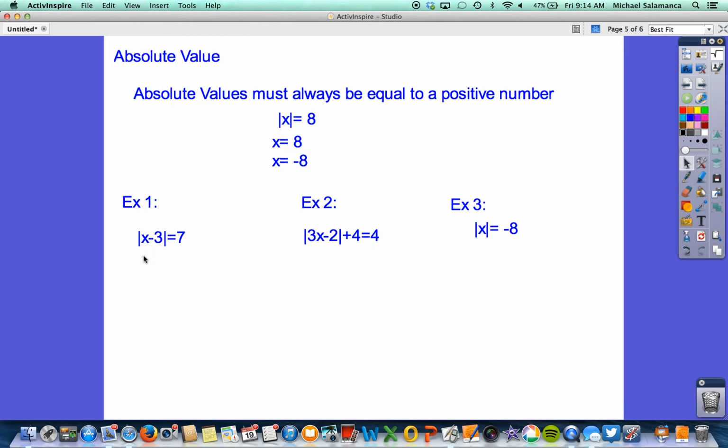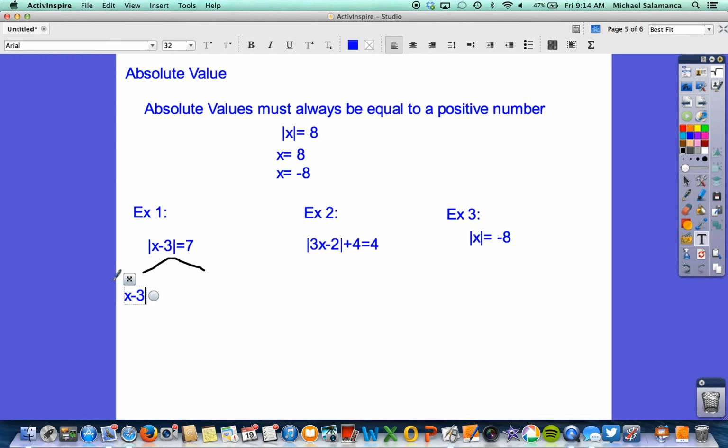So let's look at example 1. The best way to look at this is to just separate the equations, because we know that there's always going to be a positive and negative answer. So we have x minus 3 equals 7. Notice I kept that exactly the same. We're also going to do the same thing, but instead of it being equal to a positive 7, it's a negative 7. Then we're going to solve and find that x equals 10 and x equals negative 4.